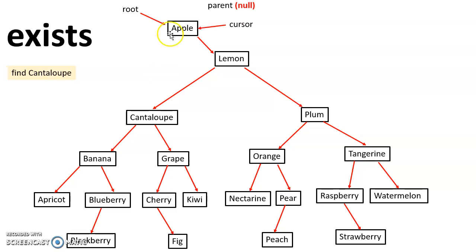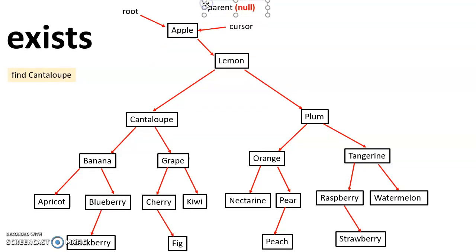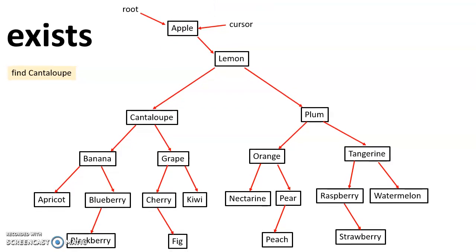Okay, last one. We want to find cantaloupe. So is target equal to cursor get data? No. Is cantaloupe before apple? It isn't. So cursor equal cursor get right. Is our target equal to cursor get data? It's not. Is cantaloupe before cursor get data? It is. So our cursor moves to the left. Does the cantaloupe equal cursor get data? It does. We found what we're looking for.